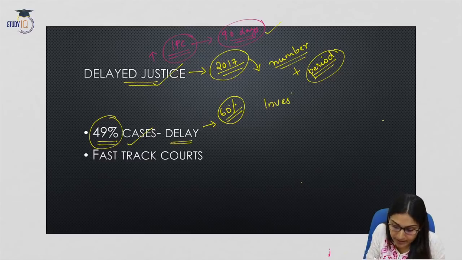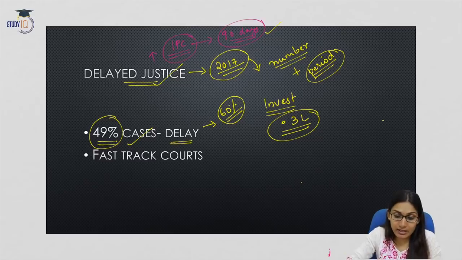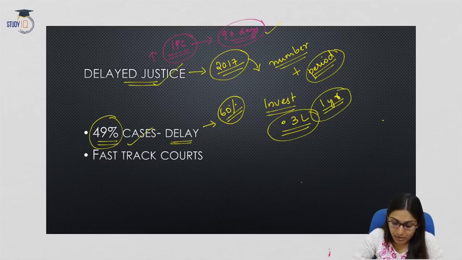And now coming to investigation, more than 3 lakh cases are pending for investigation. That is, investigation is pending for almost 3 lakh cases for more than 1 year period. So this is also a form of delayed justice.